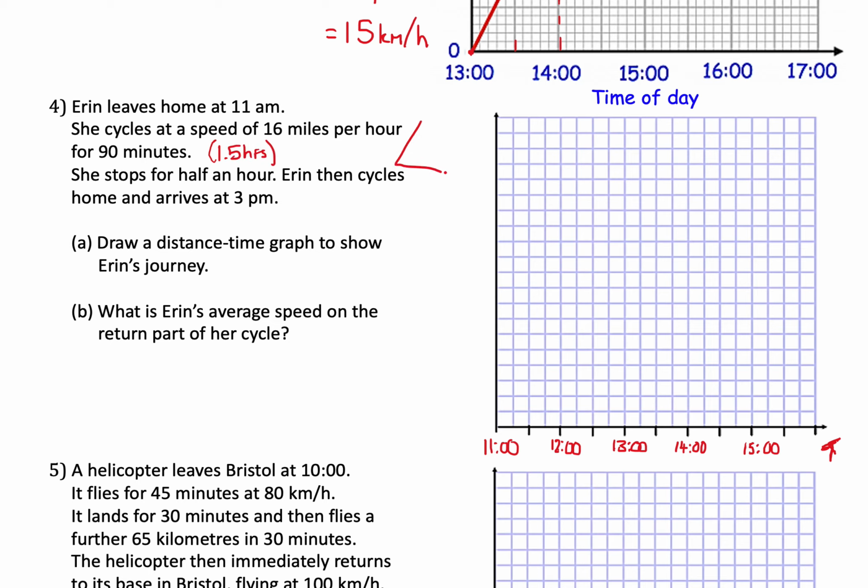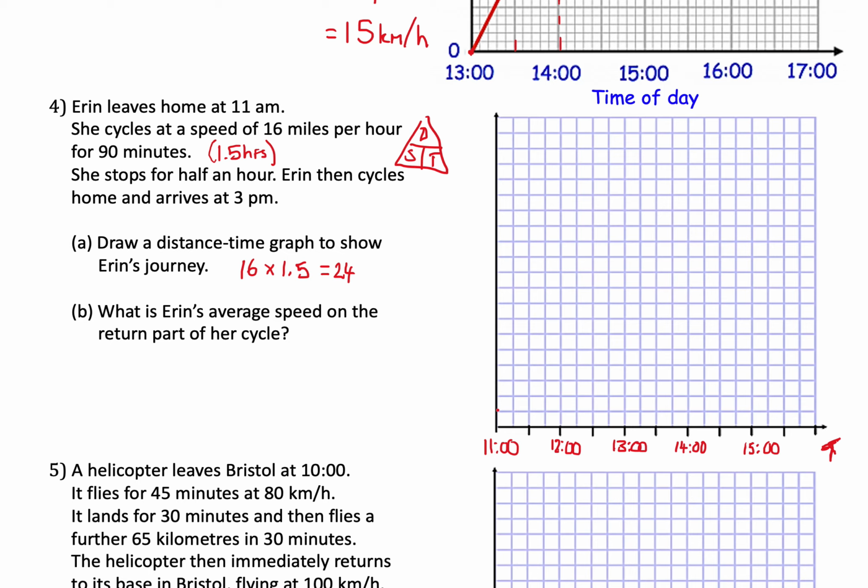If I think about my speed, distance, time triangle, I want to know distance, so I'm going to times speed by time. So I'm going to try times 16 by 1.5, and that'll give me 24. Okay. She stops and then cycles home. So 24 miles is as far as she goes.